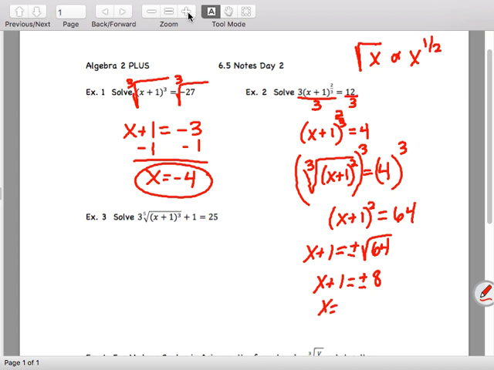So now I'm going to subtract 1 from both sides of the equation. And I know how to add and subtract with numbers. Negative 1 plus 8 is 7. Negative 1 minus 8 is negative 9.